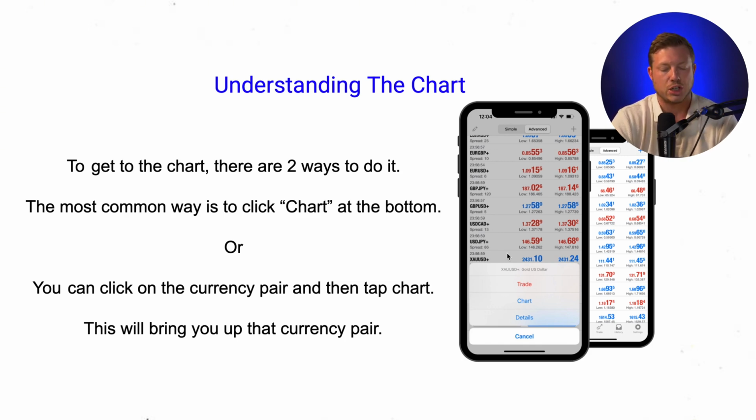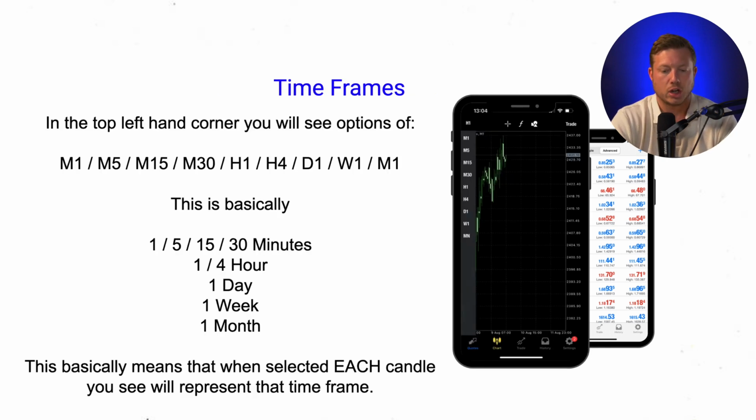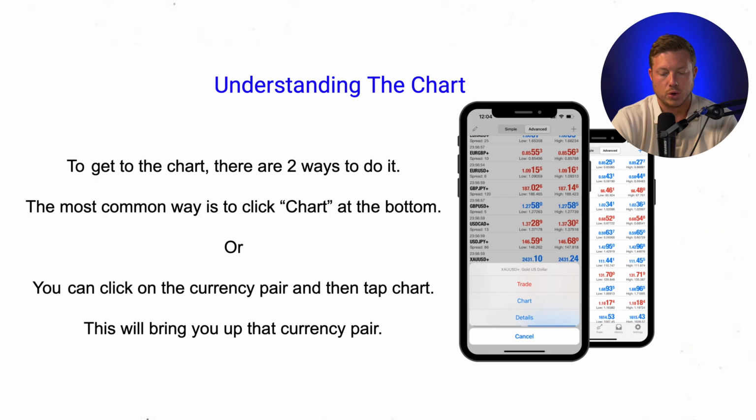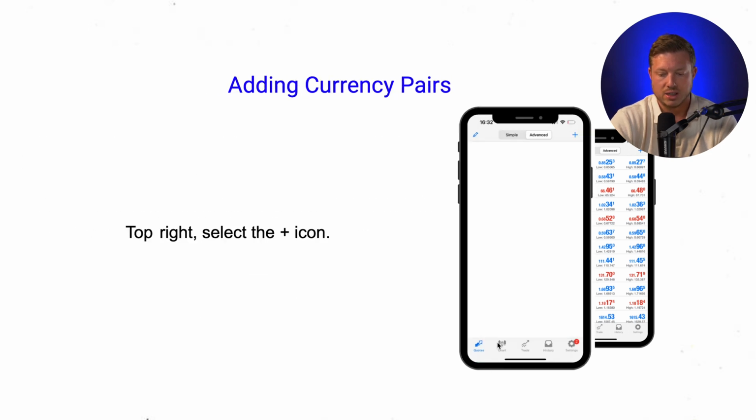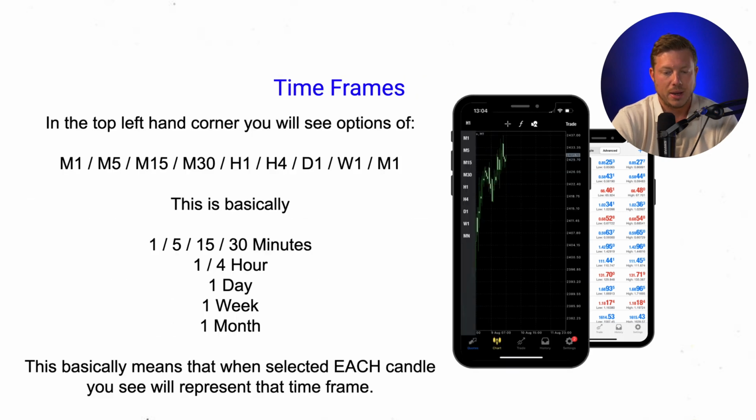Now, obviously in this scenario I've not deleted them off, but let's say you now want to understand the chart and learn how to look at the currency pair. When you click on the actual currency pair, you get the option of trade, chart, or details. Just click on chart, or you can simply, as you can see here on the bottom corner, click where it says chart. There's a couple of options for you to do that. For me personally, I like to just press the currency pair and head over.